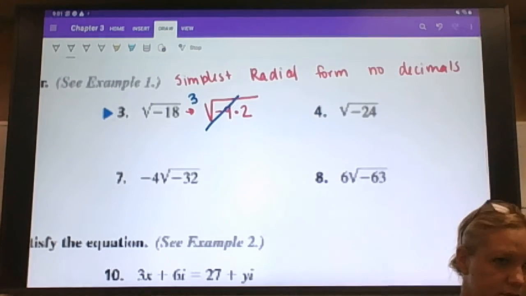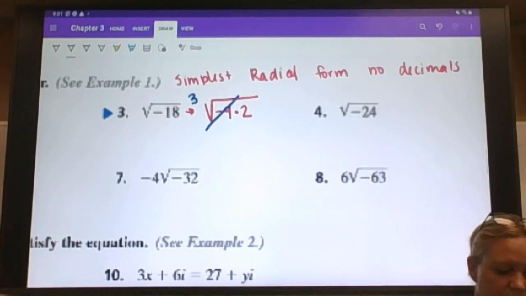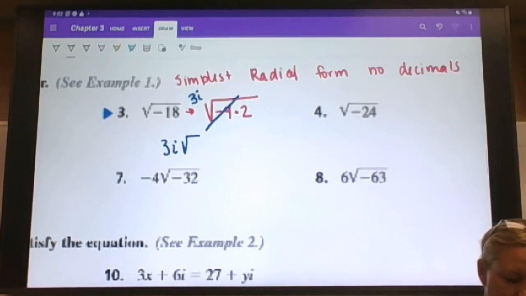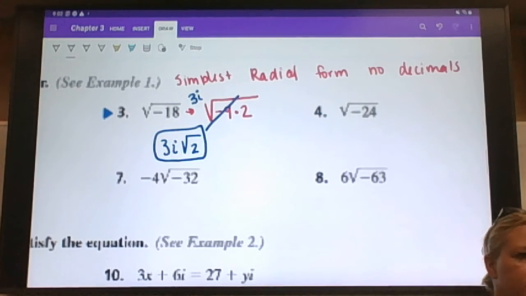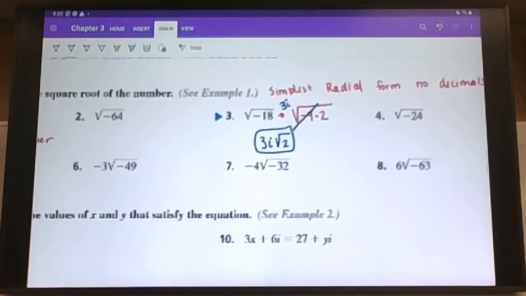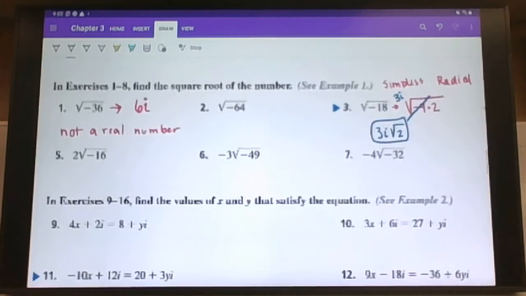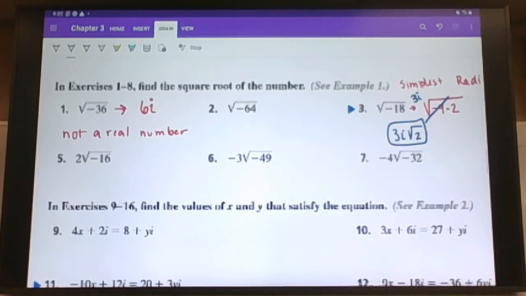The square root of 9 is 3. Since it was negative, I'm going to put a little i next to it. And that shows the people reading my math that it was a negative. So it's not too different from all of the simplifying of square roots you did in geometry. All right, you guys try number 5, 7.